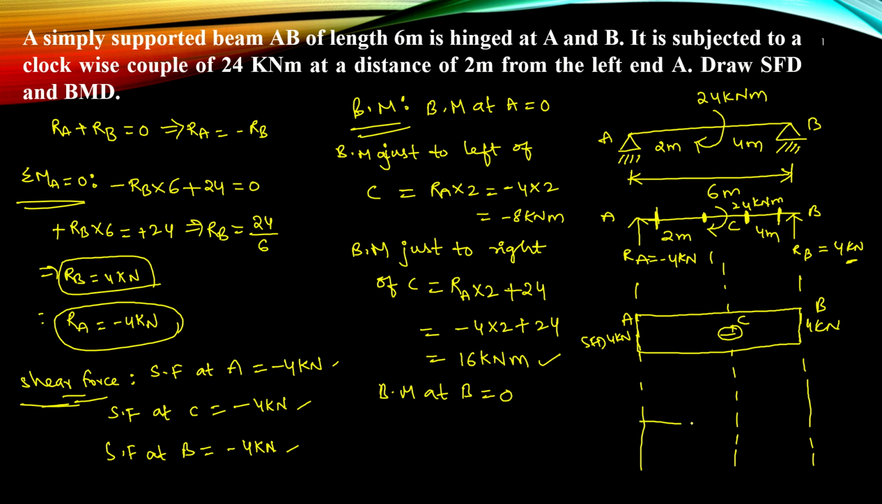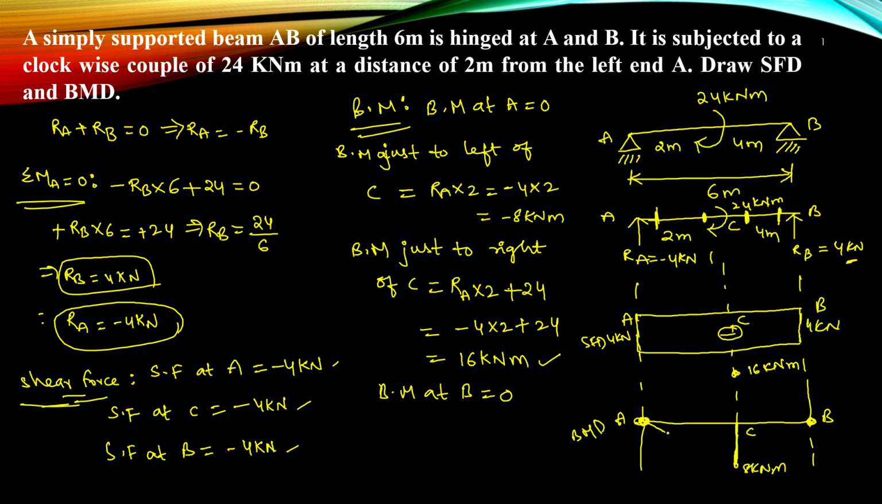So when we are doing the bending moment diagram, this is B, this is C, this is A. Bending moment at A is 0, bending moment at B is also 0. What is bending moment at C when we did towards left of C? -8. So draw -8 downward. Let us say this is 8 kNm. This is the BMD. And when we did towards the right of C, what was the bending moment? 16 plus. So let's say this is 16.